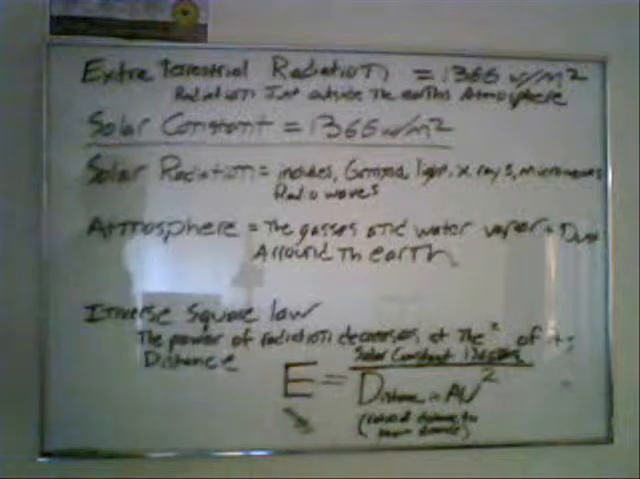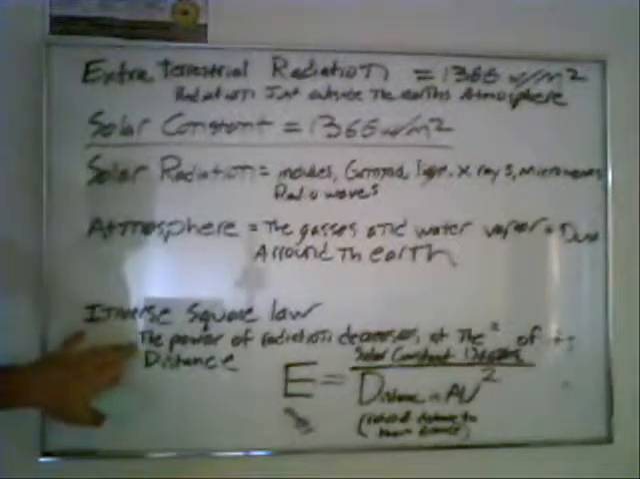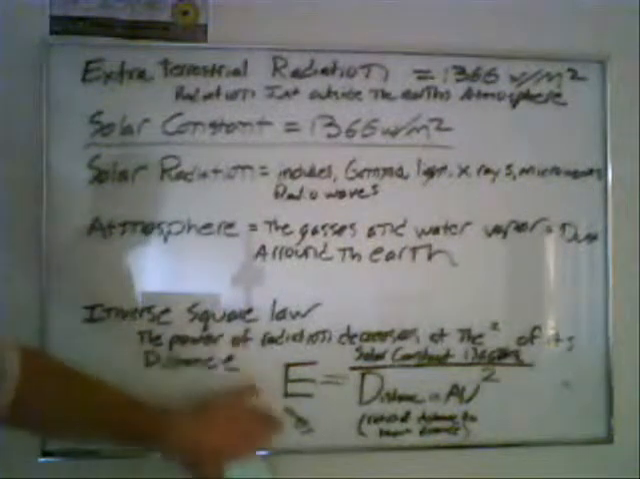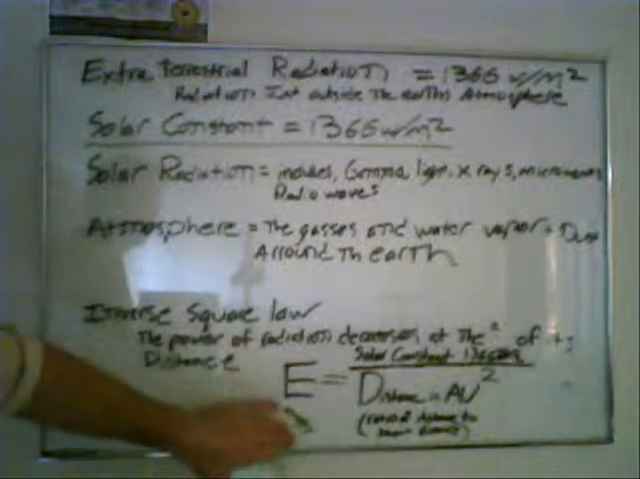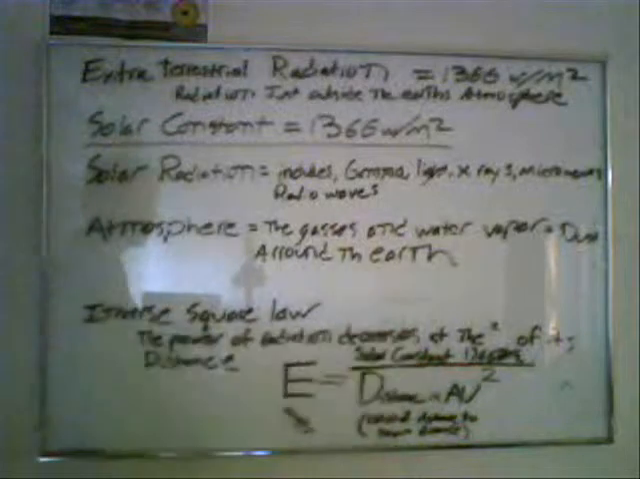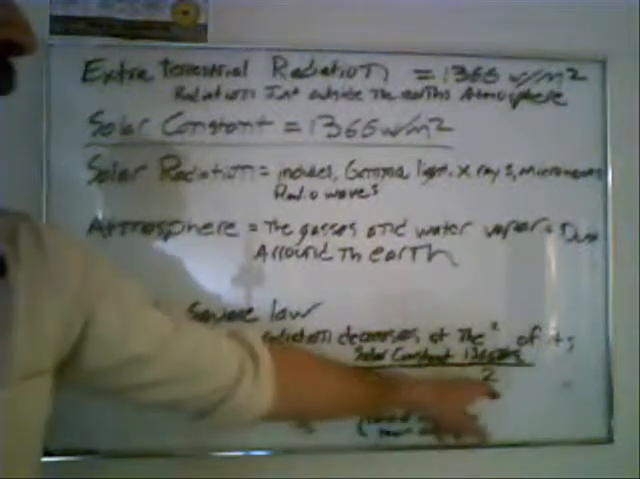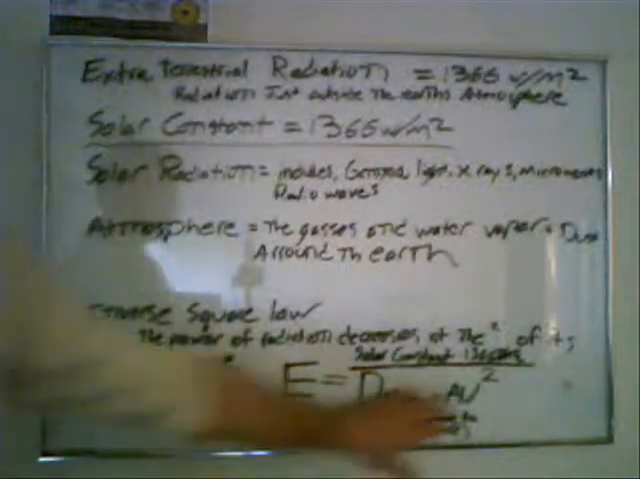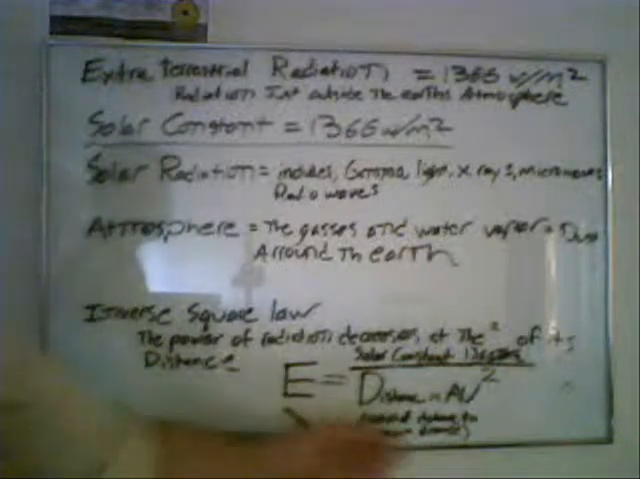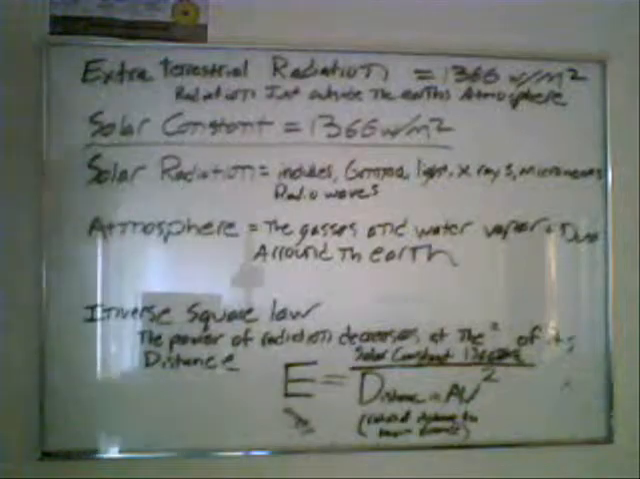The inverse square law. The inverse square law states that the power of radiation decreases at the square of its distance. This is the formula. The energy that you will be receiving at a distance is equal to the solar constant, 1,366, divided by the distance in astronomical units squared. And distance in astronomical units squared is actually the ratio of the distance an object is from a known distance, which is the distance the Earth is.